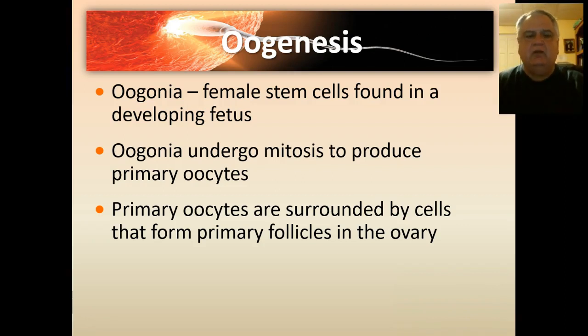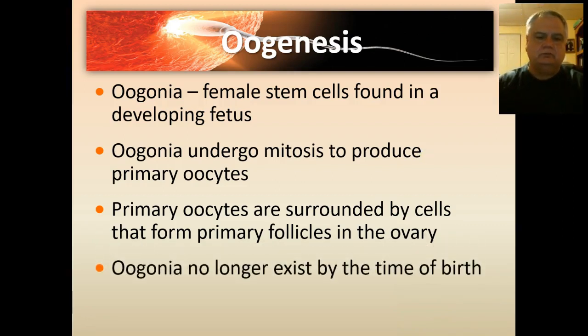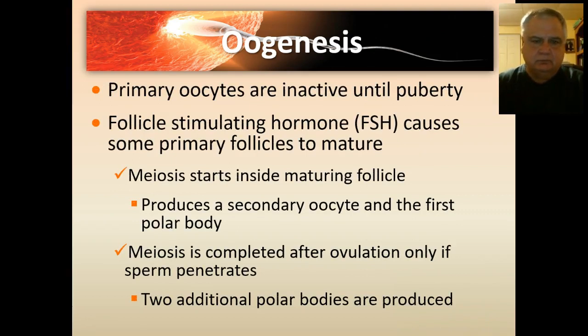So if you have a single layer of cells, it's called a primordial follicle. If you have two layers of cells, it's referred to as a primary follicle. And as we've mentioned, the oogonia will degenerate, undergo apoptosis, and they will no longer exist by the time the female is born. The primary oocytes now will be inactive once they form by mitotic divisions. They'll be inactive until the female reaches puberty, the beginning of her sexual life.